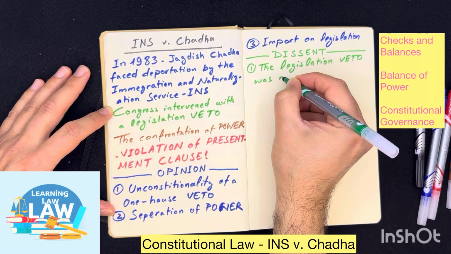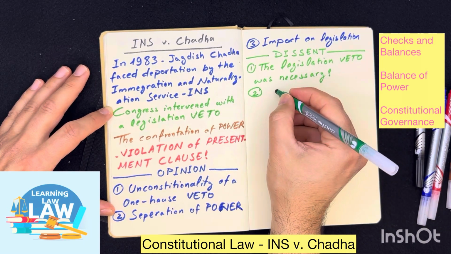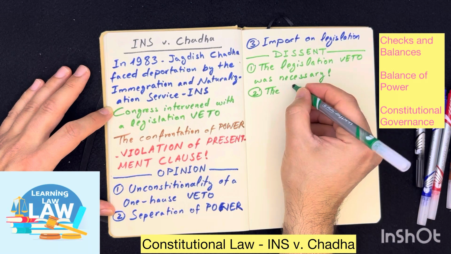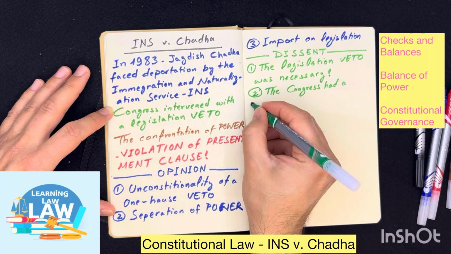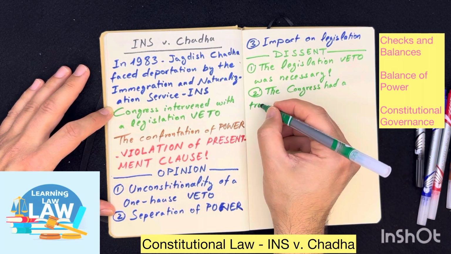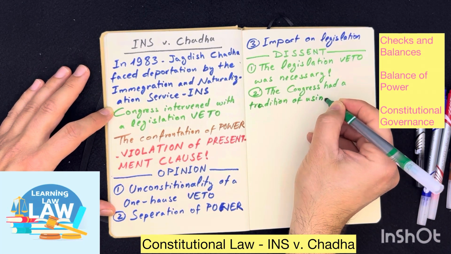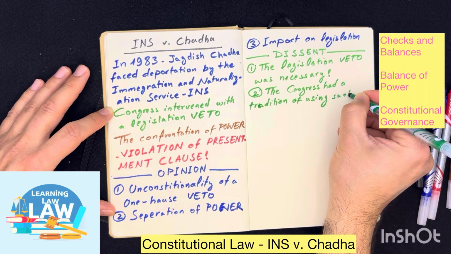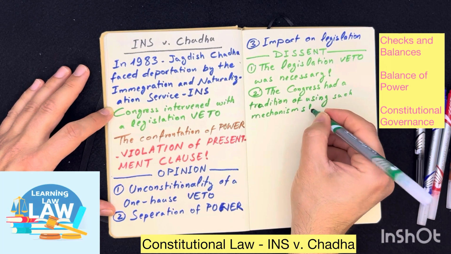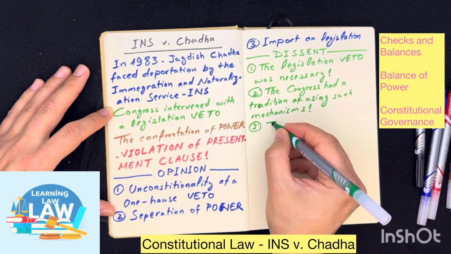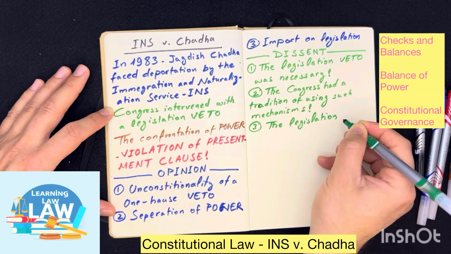On the other side, the dissenting justices passionately argued that: 1. The legislative veto was a necessary tool for Congress to exercise oversight over the executive branch. 2. They believed that Congress had a tradition of using such mechanisms to check the power of the executive, and that this practice did not violate the Constitution. 3. The dissenters saw the legislative veto as a crucial check on executive power, ensuring accountability and transparency.